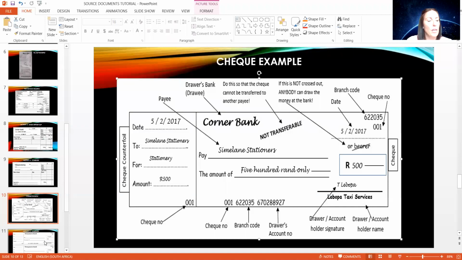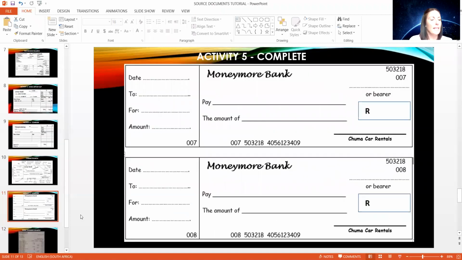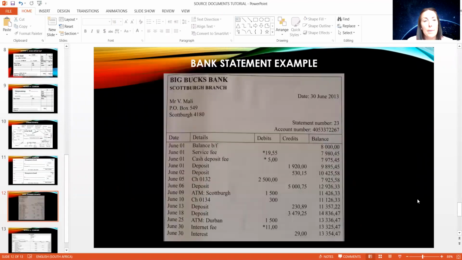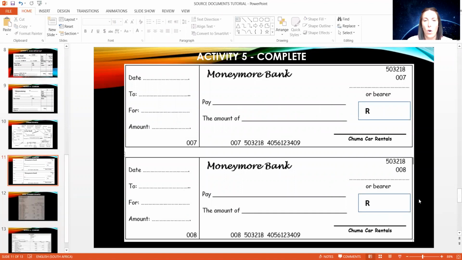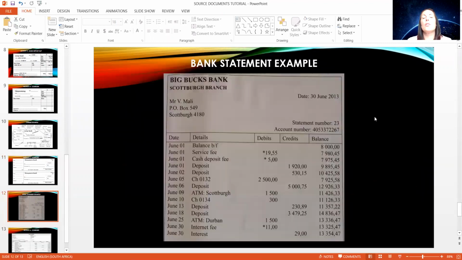If you go to your notes, there's an activity 5 with Chuma Car Rentals, where there are 2 payments that you need to complete the checks for, so that you can see if you can manage to complete a check on behalf of a business. Right, if we move on, the next document that we're quickly going to have a look at is a bank statement.